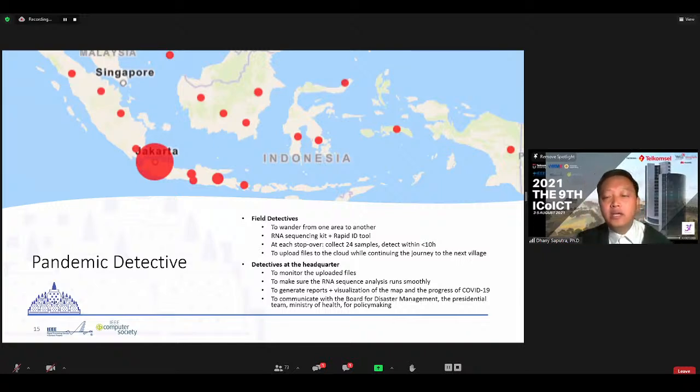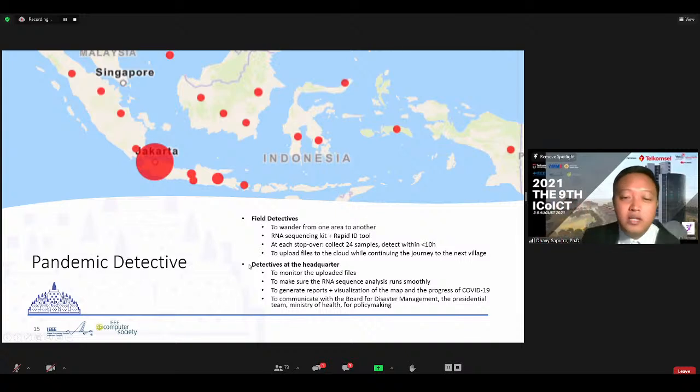And then they have to upload the result files into the cloud while continuing the journey to the next village, because it's possible that we detect there is no COVID, but then when we do it in more detail in the headquarters, we find there is COVID in this sample. So this rapid identification is wrong, and we have to do a slower identification in the headquarters.